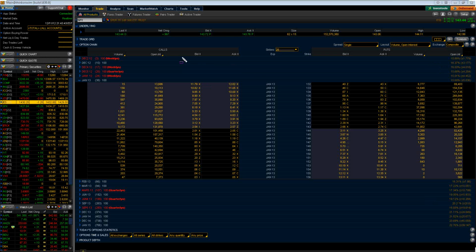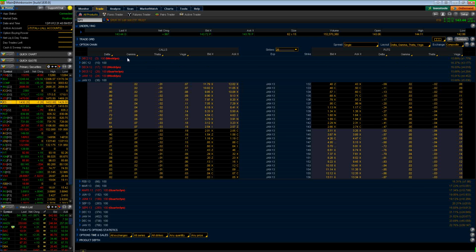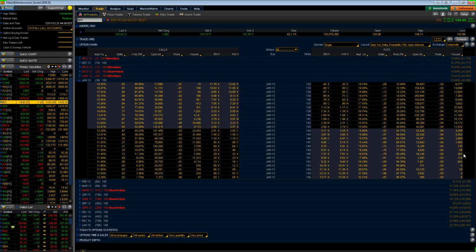You'll see in here that I've got open interest, volume, and bid and ask on both sides. But now that we know the options, let's add in here delta, gamma, theta, vega, and then the bid ask. One thing I'm going to add in here is one of mine that I just added, probability of in the money.